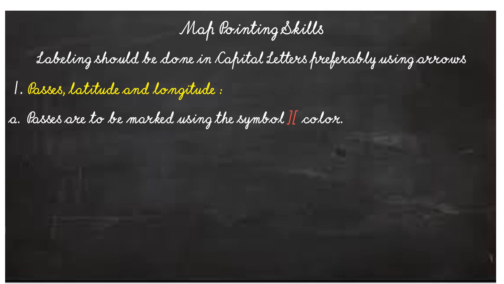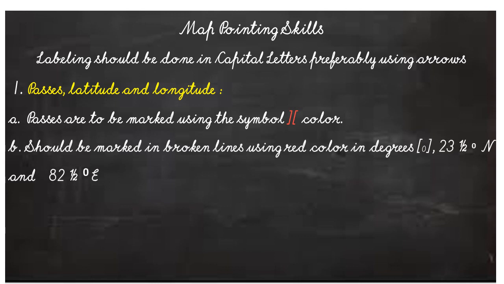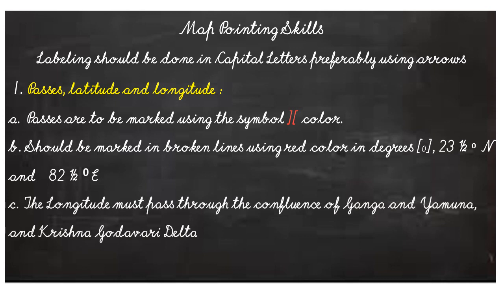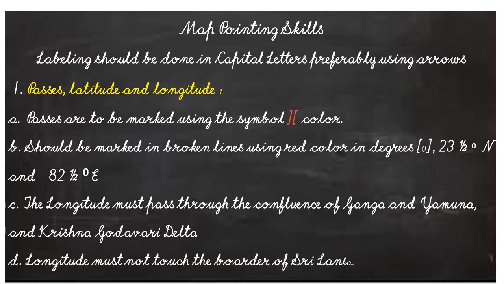The passes, that is Karakoram Pass, must be shown using this symbol in red color. Latitude and longitude to be marked in broken lines using red color. Writing degrees, that is 23.5 degree north and 82.5 degree east, is compulsory. The longitude must pass through the confluence of Ganga and Yamuna and Krishna Godavari Delta. Longitude must not touch the border of Sri Lanka.